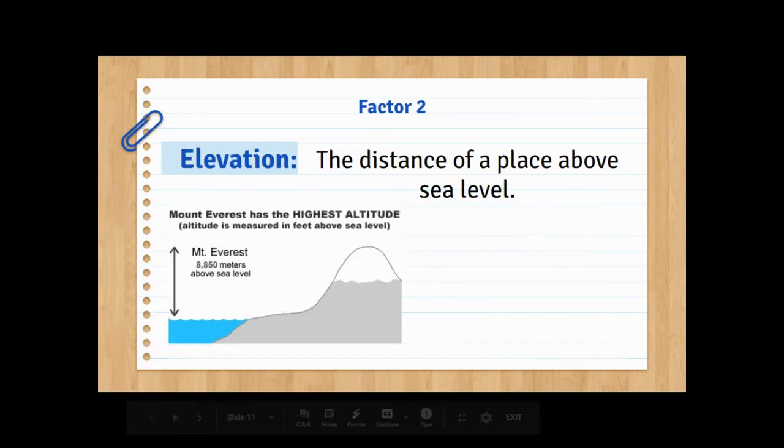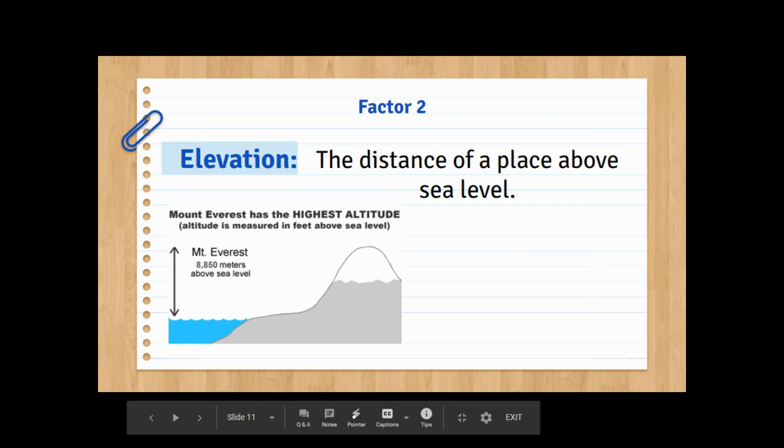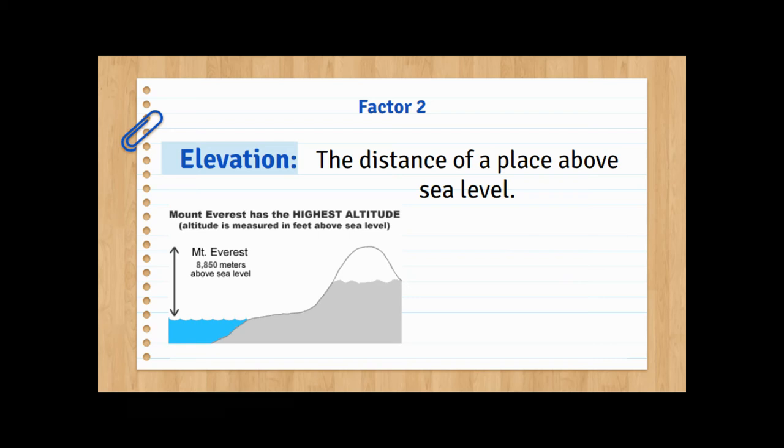The second factor that affects climate is elevation. Elevation is defined as the distance of a place above sea level. Pause the video now to write down the definition. Have you ever wondered why the higher you travel up in the mountains, the colder it gets? Or ever noticed how typically when you see mountains, they are snow-capped?